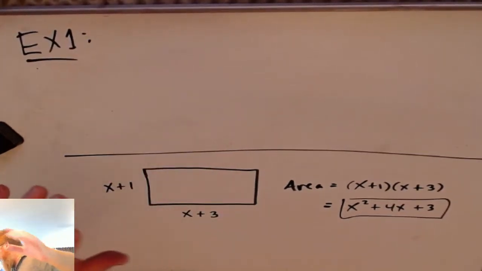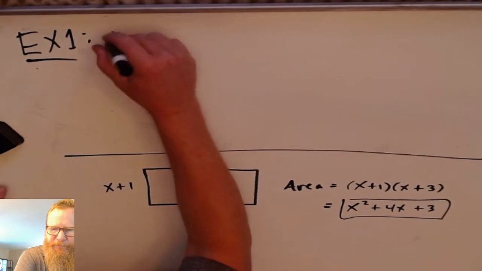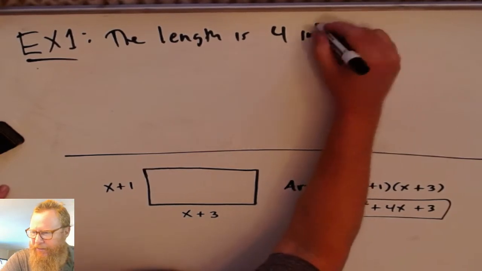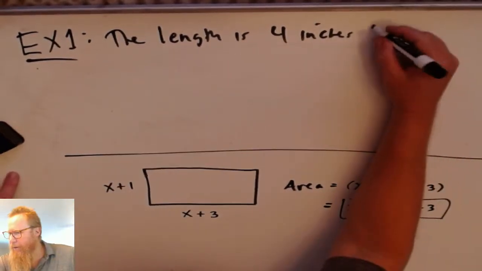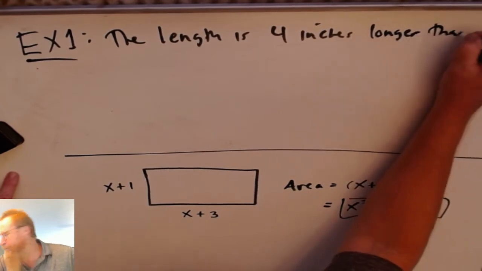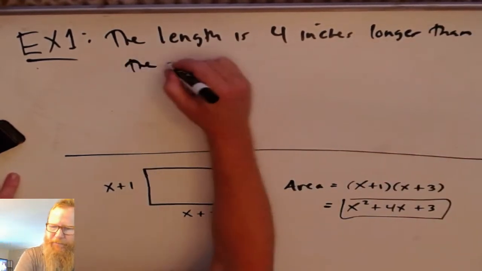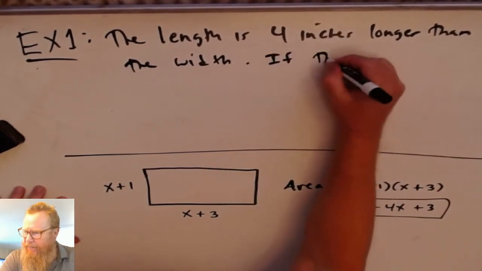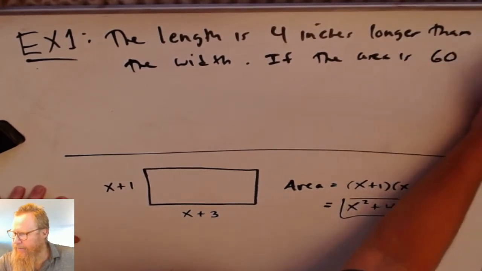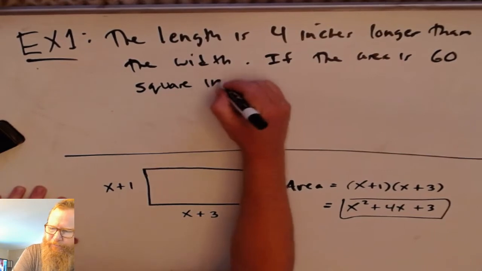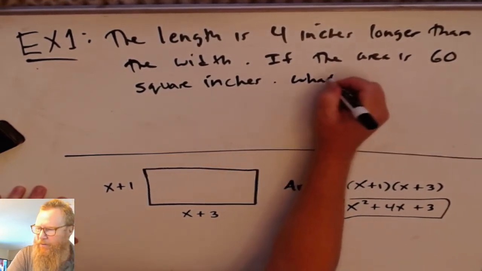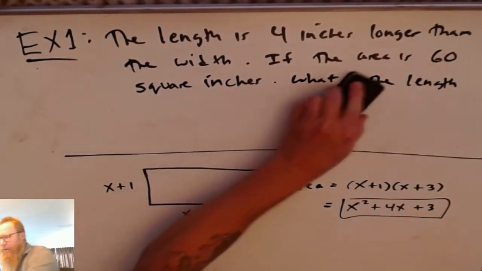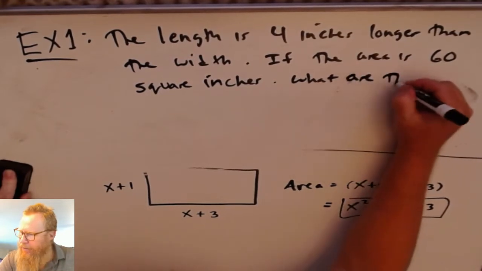We have a rectangle such that the length is 4 inches more than, or longer than, the width. If the area is 60 square inches, what is the length and the width? I can say it very quickly. I can say, what are the dimensions?